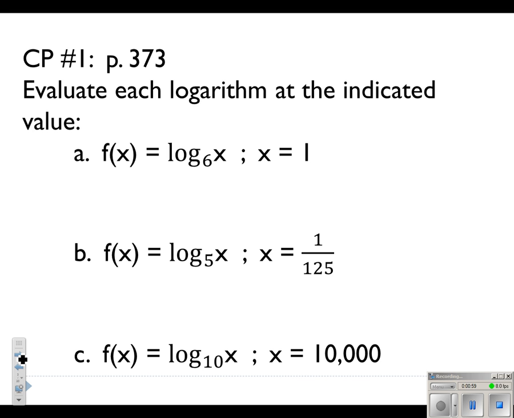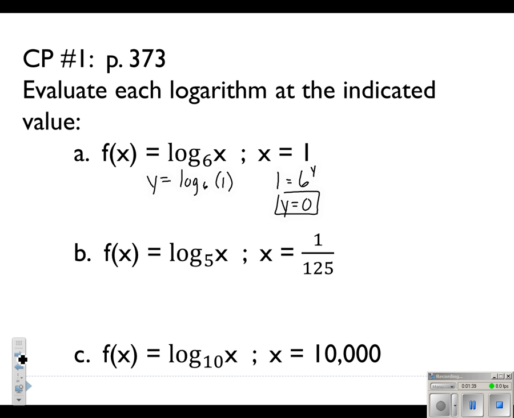Let's take a look at evaluating some logarithmic functions at a given value. These are the checkpoint problems on page 373. The textbook has some more, so look through all of these and see if you can make some sense of them. Let's do these three together. Letter A says f of x is equal to log base 6 of x when x is equal to 1. To evaluate that, y is equal to log base 6 of 1 would be rewritten as 1 is equal to 6 to some power of y. Well, the only power that we could put on a 6 that would give us a value of 1 is the 0 power. So in this one, the value of y has to be 0.